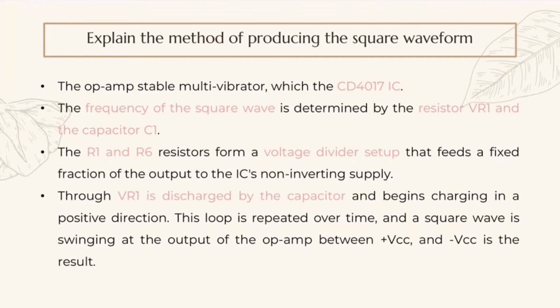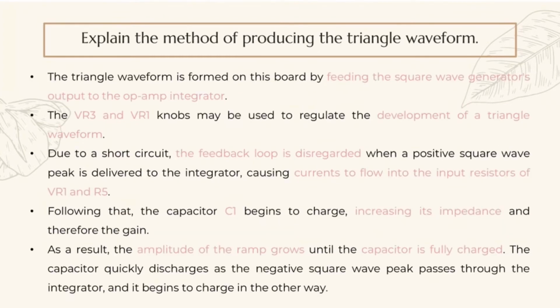Through VR1 is discharged by the capacitor and begins charging in a positive direction. This loop is repeated over time, and a square wave swinging at the output of the op-amp between plus VCC and minus VCC is the result. And lastly, the question is about explain the method of producing the triangle waveform.